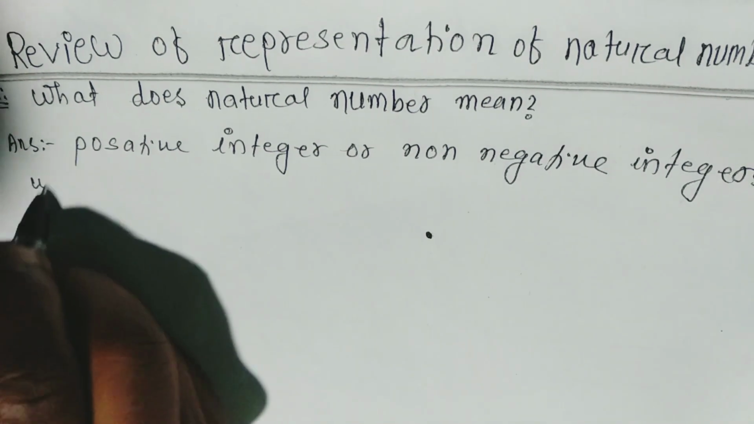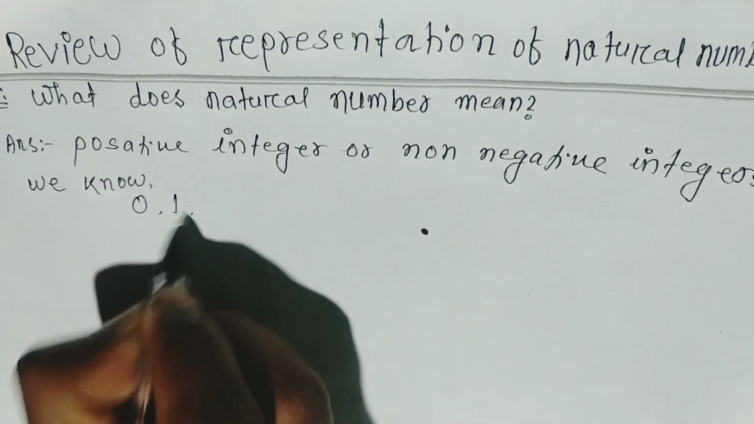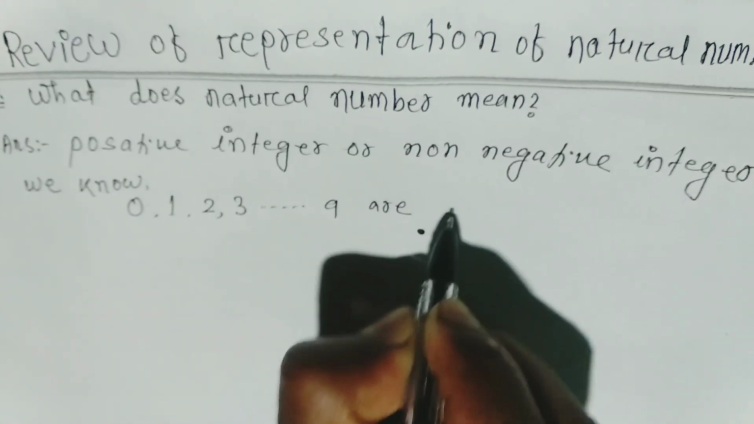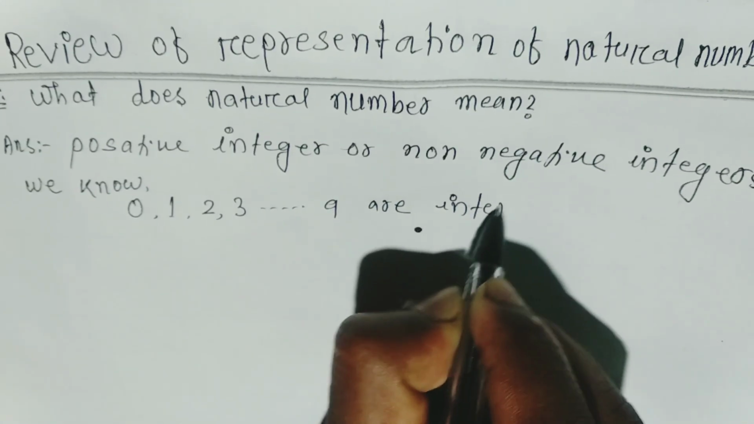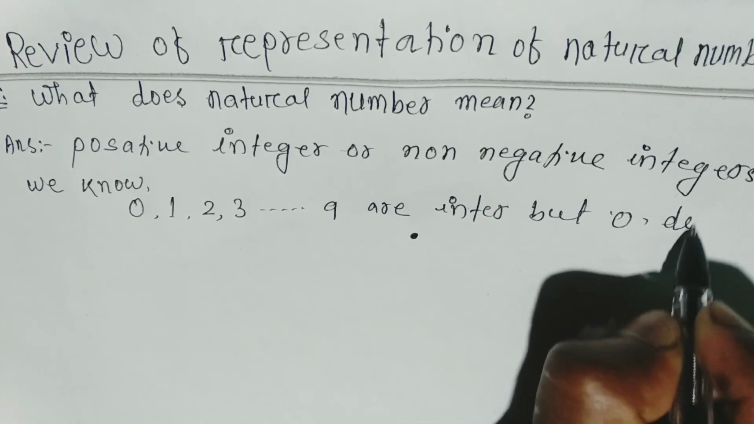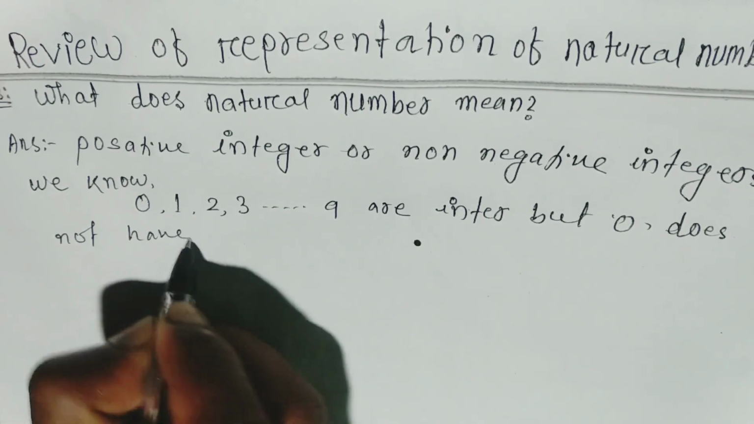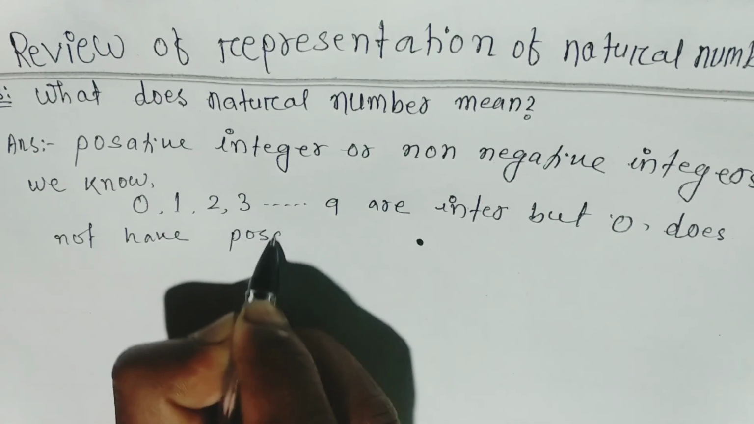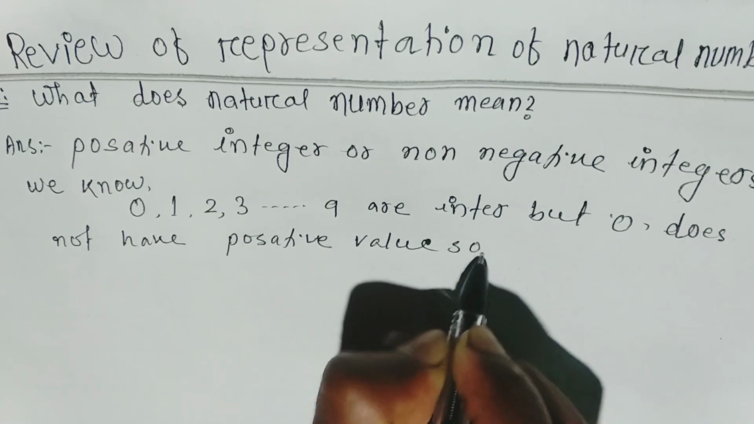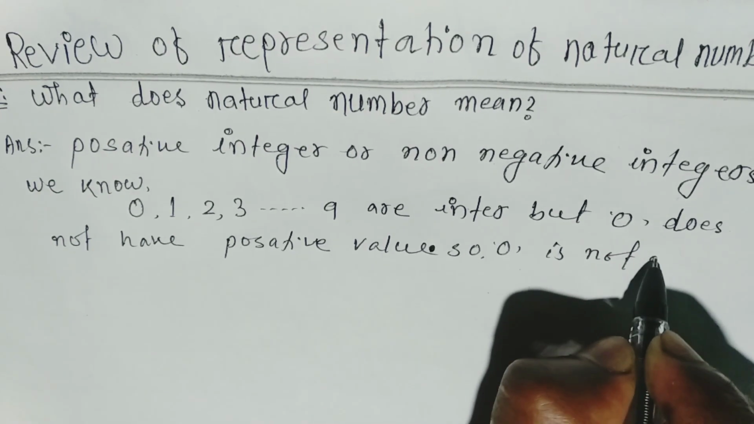We know 0, 1, 2, 3, 9 are integers, but 0 does not have a positive value. So 0 is not a natural number.